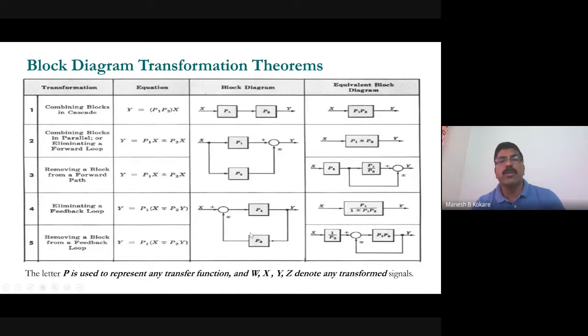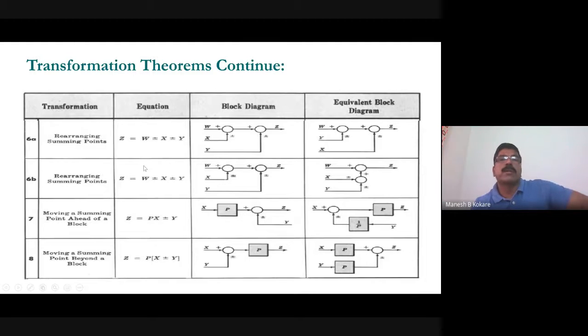So this can be reduced into a single block having transfer function equal to P1 divided by 1 plus or minus P1 P2. This sign will be plus if negative feedback is there, and minus if positive feedback is there. So this can be reduced into a single block, right? Or in another way, this can also be done with a unity feedback system like this, right? So remember this one. Then rearranging the summing point.